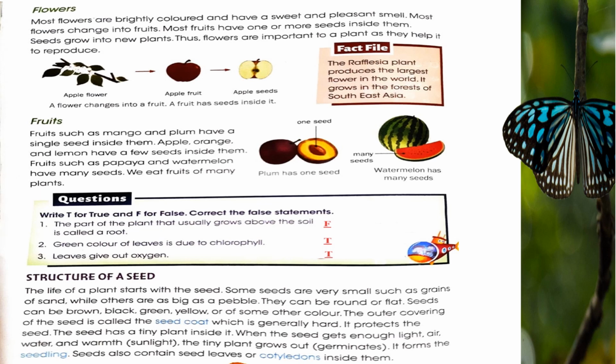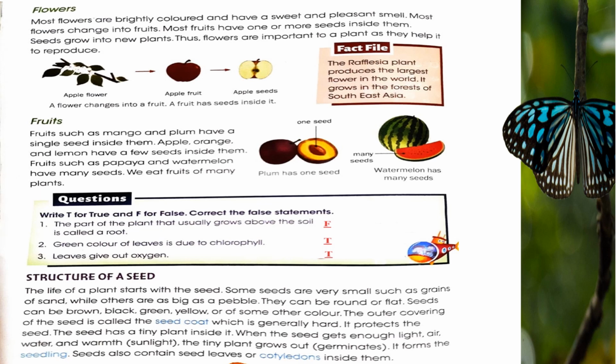Now let's see the structure of a seed. The life of a plant starts with the seed. Some seeds are very small, such as grains of sand, while others are as big as a pebble. They can be round or flat. Seeds can be brown, black, green, yellow, or of some other color. The outer covering of a seed is called the seed coat, which is generally hard. It protects the seed.